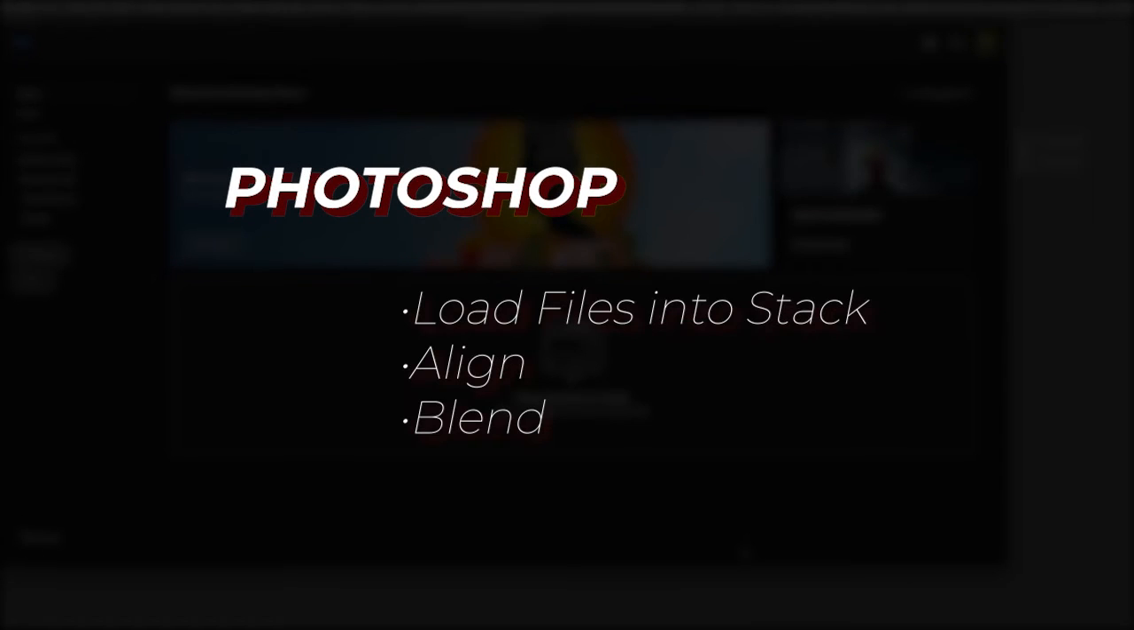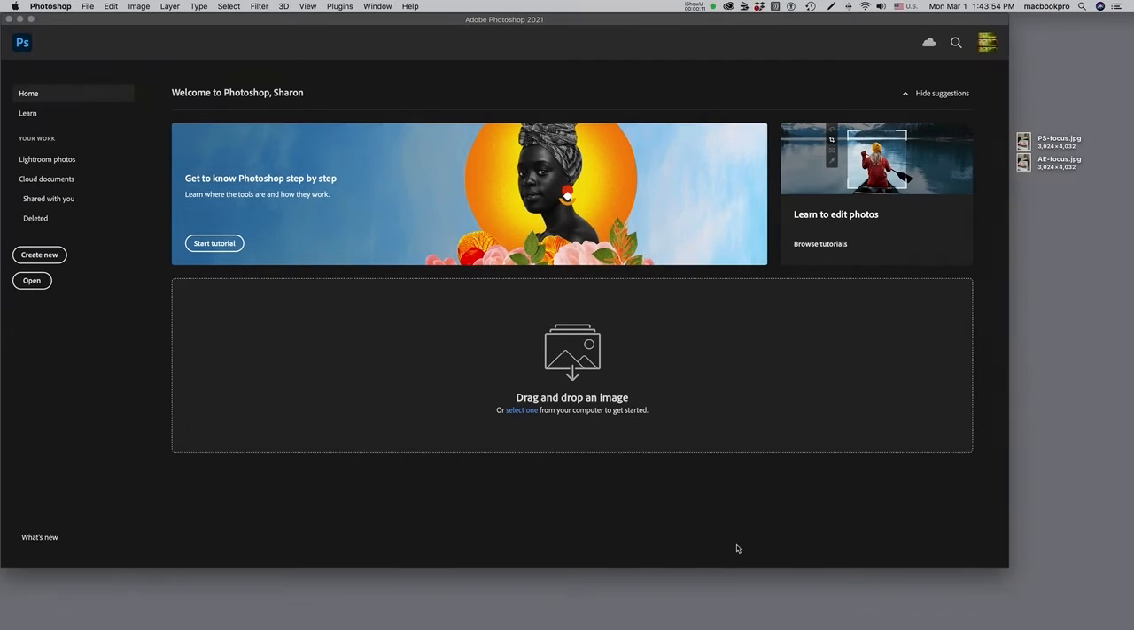This is a video tutorial on how to align and blend multiple images in Photoshop. So I've already started Photoshop with fresh preferences. And the next thing I want to do is take my two images that I have here on my desktop.